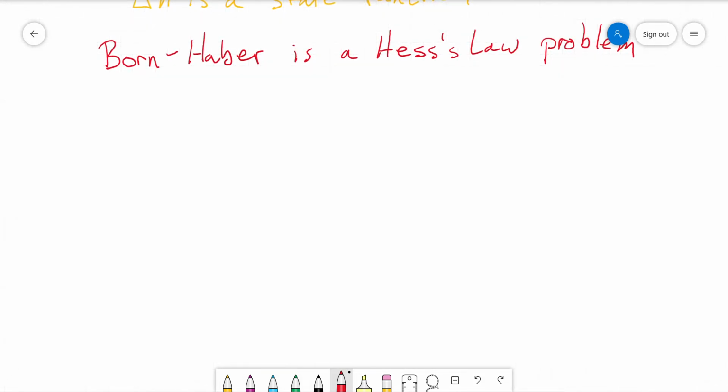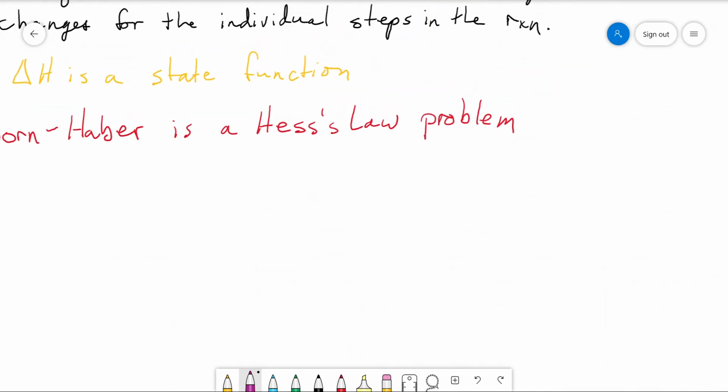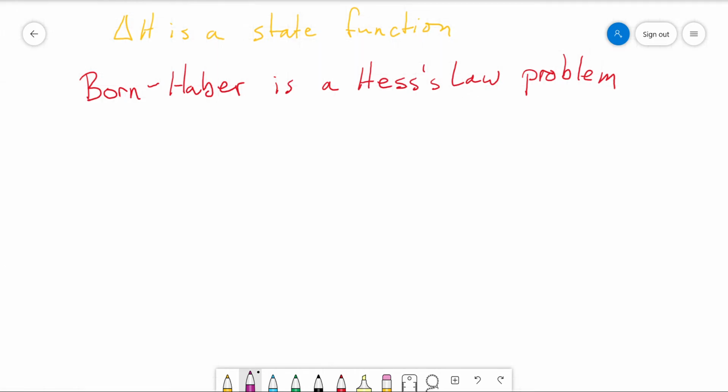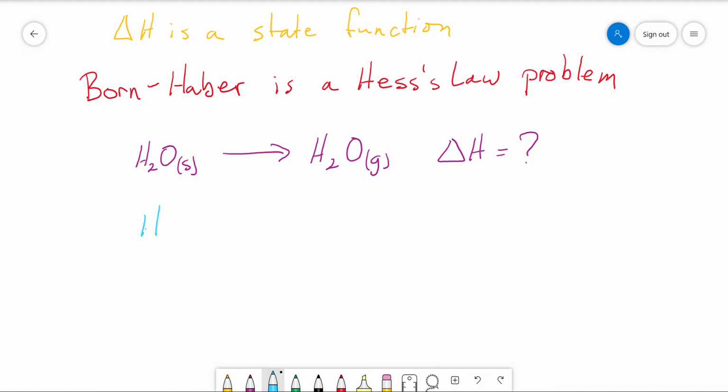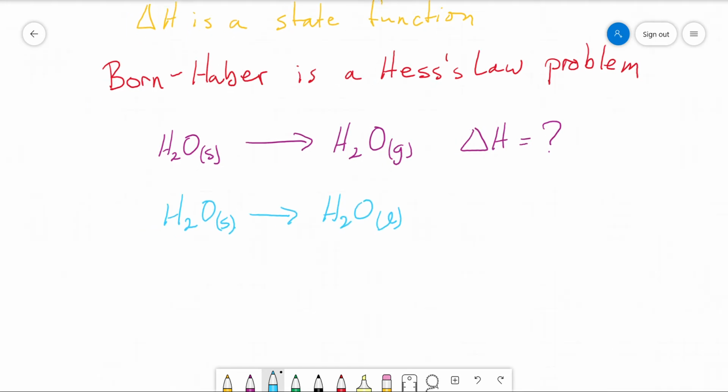So let's just do a Born-Haber or a Hess's law problem. Let's start off with a real simple one. H2O solid. Let's just say I want to know the enthalpy for this process. But I don't have any measuring equipment. I can't perform this experiment. But I have a book with some values in it. Oops, that's supposed to be solid. I can look this value up in a book. Solid to liquid. Now this up here is called delta H of sublimation.